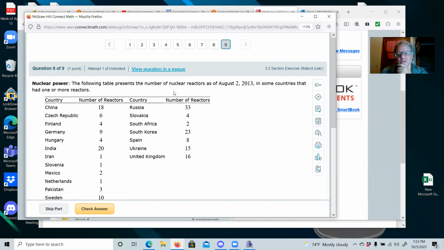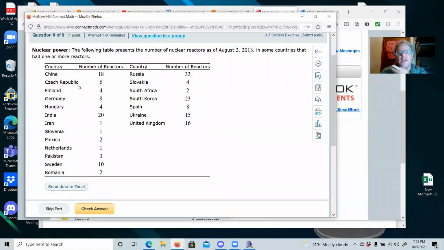The following table represents the number of nuclear reactors as of January 2nd, 2013, in some countries that have one or more reactors. So it's not every country, it's just some of them. And we're just looking at, okay.